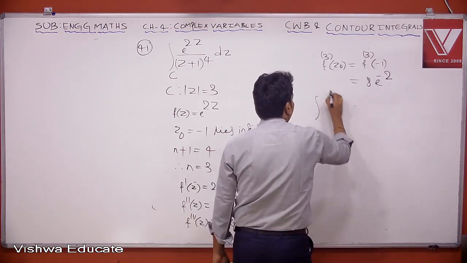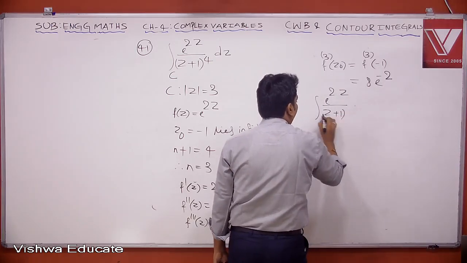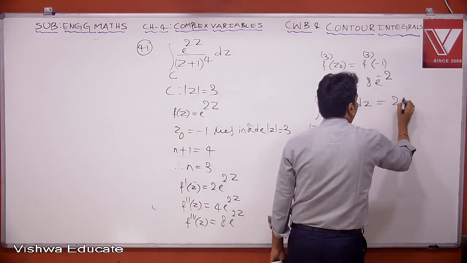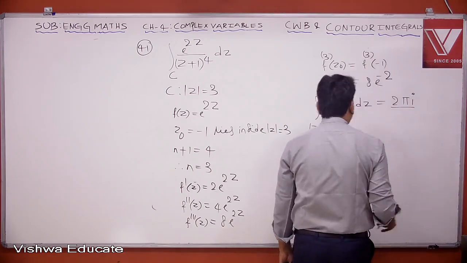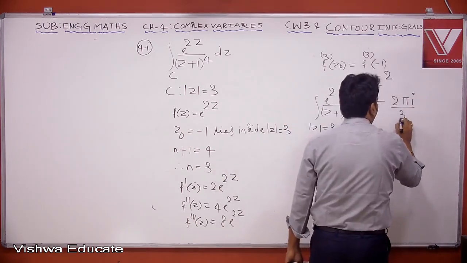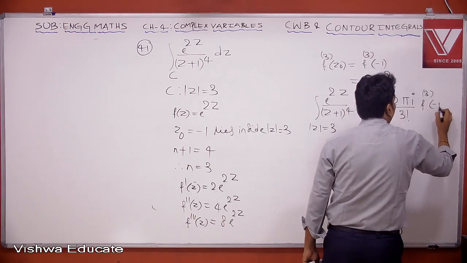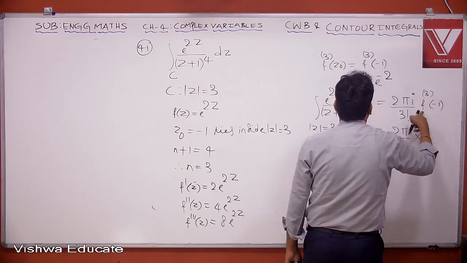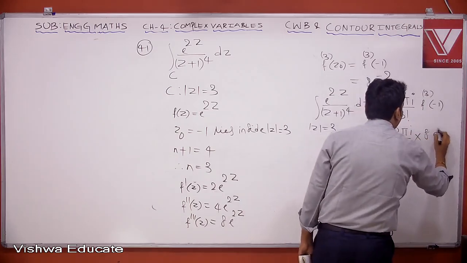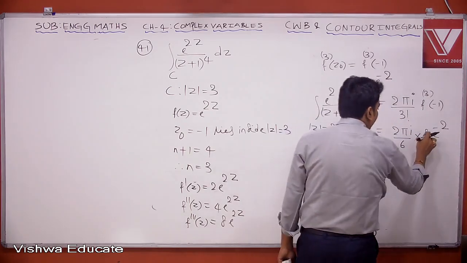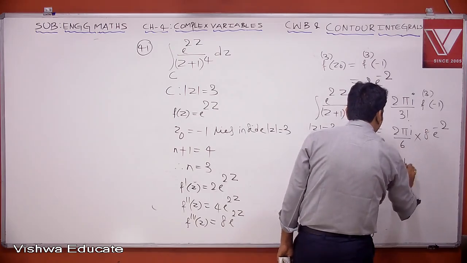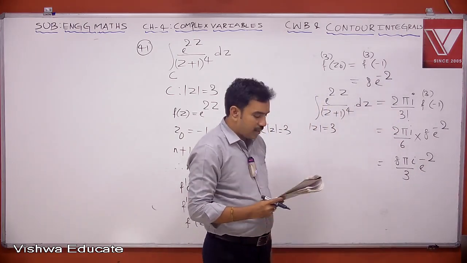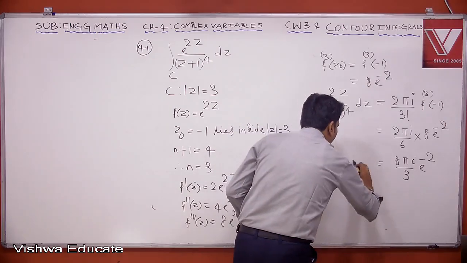Therefore, this integral, the integral of e power 2z by (z plus 1) whole power 4 dz over mod z equal to 3, is given by 2 pi i divided by n factorial, where n value is 3, so 3 factorial, into the third derivative of f at minus 1. So this is 2 pi i divided by 3 factorial, which is 6, into 8 times e power minus 2. Now cancel 2 four times and 3 times. So 8 pi i by 3 times e power minus 2. So option A is the right answer. Note this.